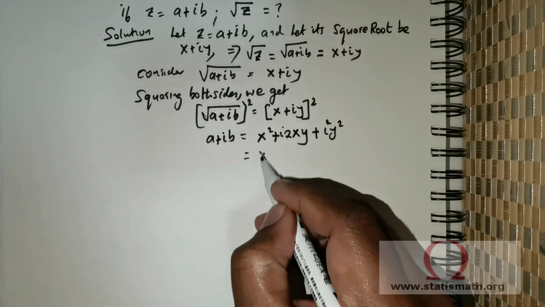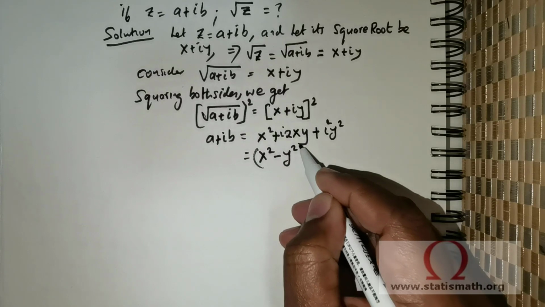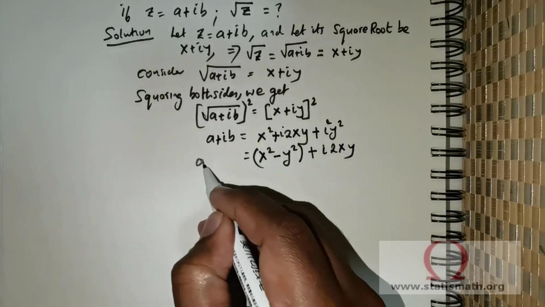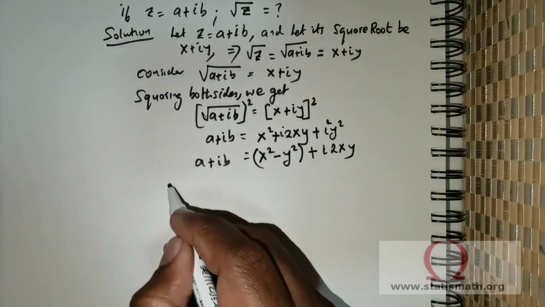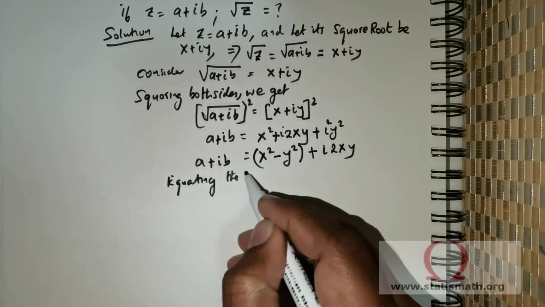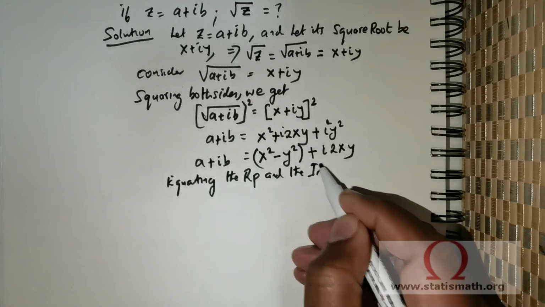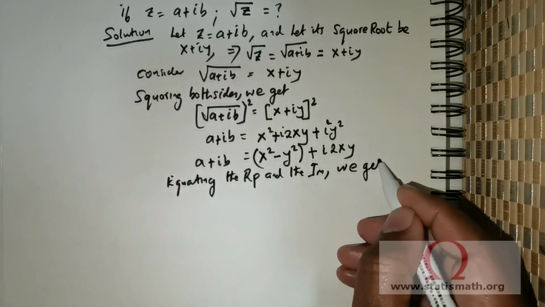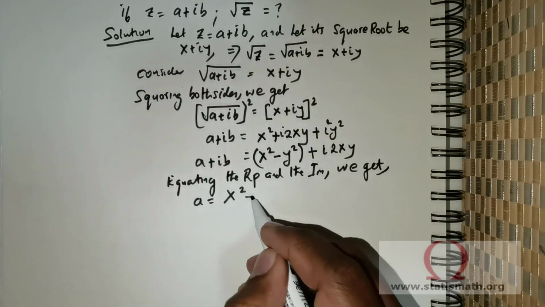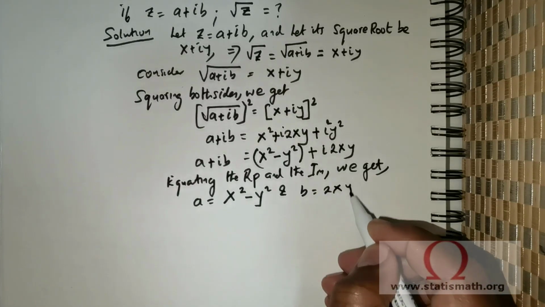So this is rewritten as, since i squared is negative 1, x squared minus y squared plus i times 2xy. On the left, it is a plus ib. Now, equating the real part and the imaginary part, what do we get? We get a is equal to x squared minus y squared, and b is equal to 2 times xy.